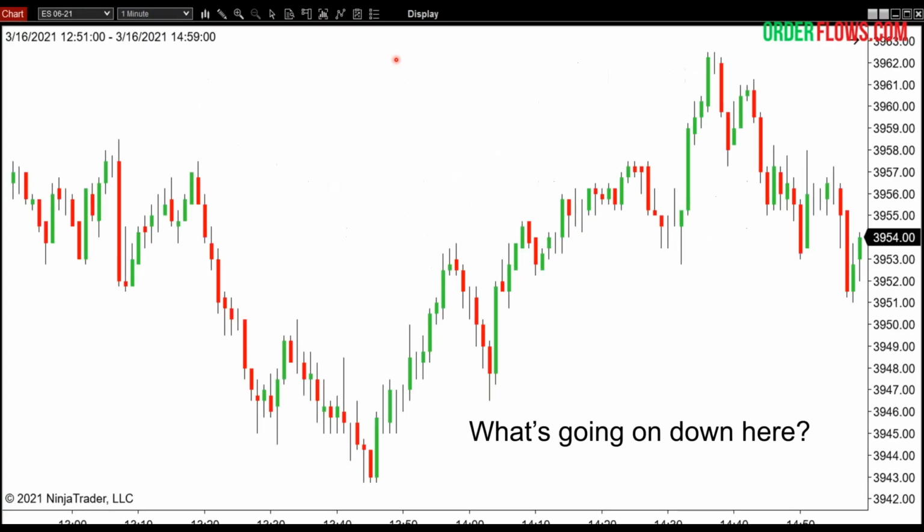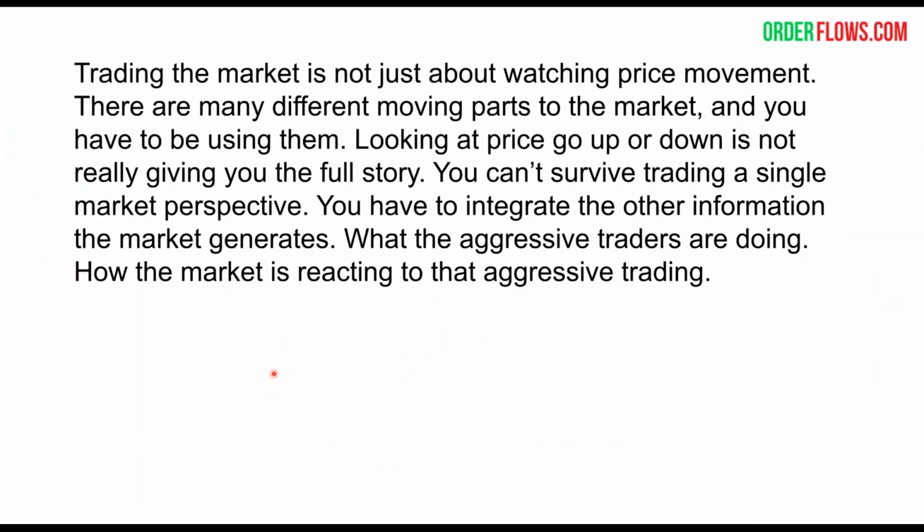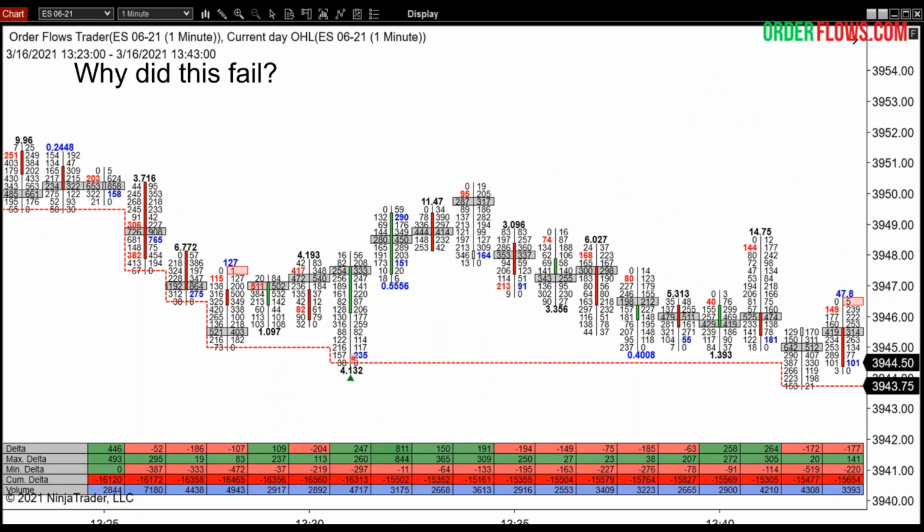And going back to this chart, right, what's going on down here versus down here? What makes this one so much better than this one? Well, if you look at the footprint, this is the first low here. Okay, yeah, I see one aggressive buyer here. I see two aggressive buyers. A little bit of aggressive buying, but not much. That's why this move just sort of petered out and then fell over.